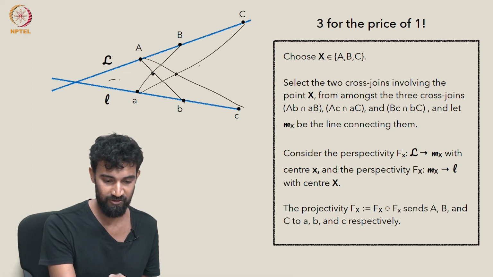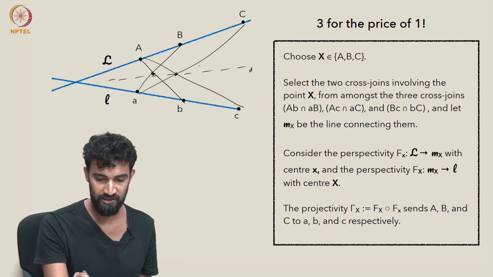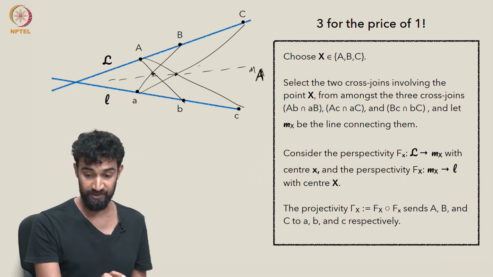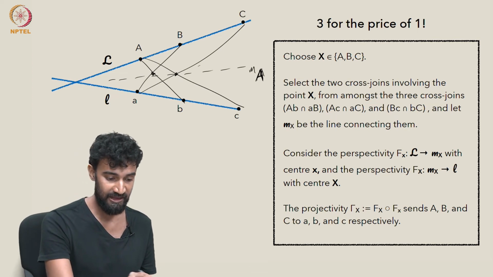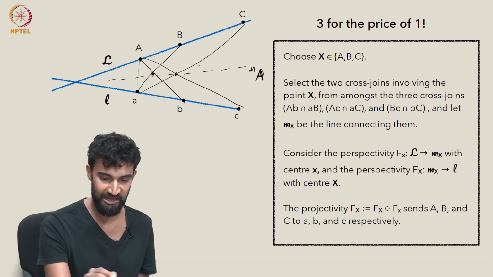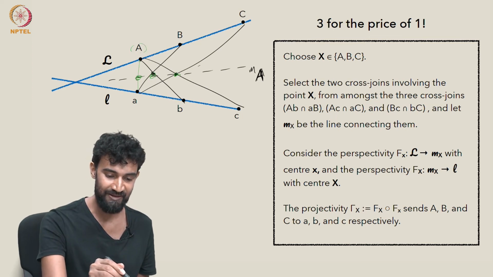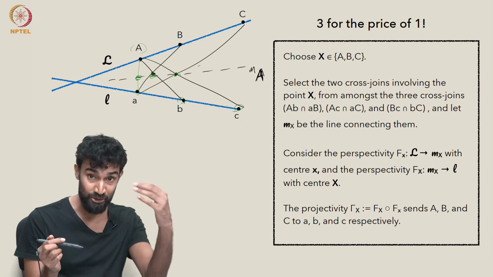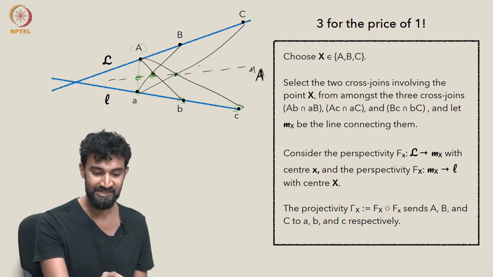And then we would have formed our line MA connecting them. And then we would have looked at the perspectivity f little a followed by f capital A. So what would those do? Well, f little a would pull these points in from capital L to MA. So it would pull A, B, and C to this point and this point. And then f capital A would push them down to little a, little b, and little c. So we would have gotten another projectivity mapping capital A, capital B, and capital C to little a, little b, and little c.